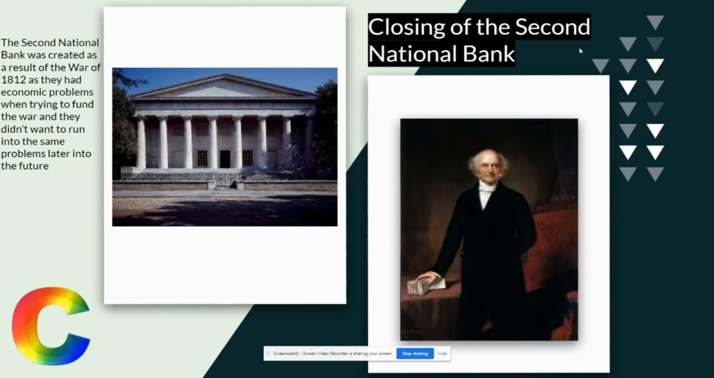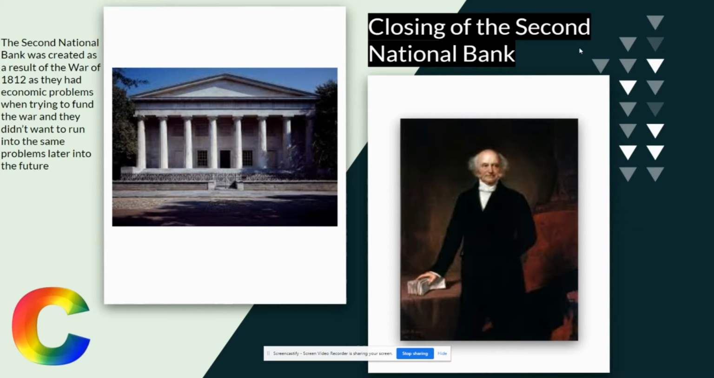Although Jackson did not know that he would be causing an economic crisis, if he had not closed down the bank, the recession may not have happened. Another reason I gave Jackson a C is because the Second National Bank contributed significantly to economic stability and growth of our country.